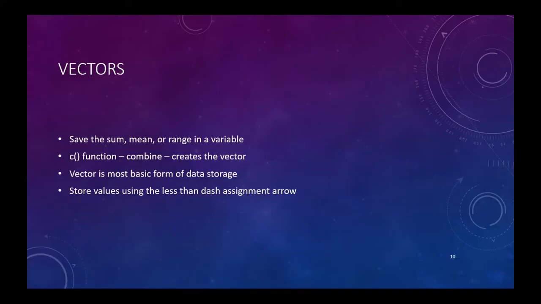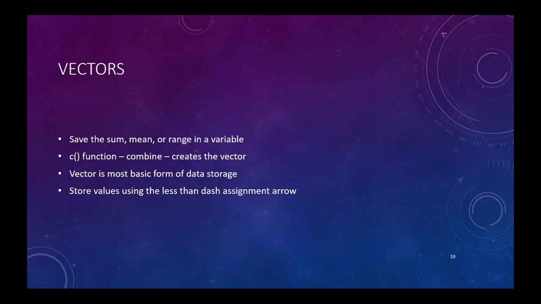If you need to, you can also save those commands, like the sum and the mean and the range of that vector, into a variable. All you need to do is type the variable name and then that less than dash assignment operator. Don't forget we use that c function, which stands for combine, and that's going to create your vector. The vector is going to be your most basic form of data storage in R.